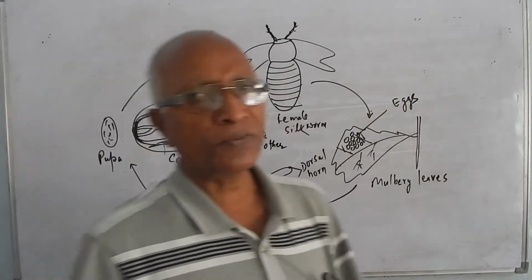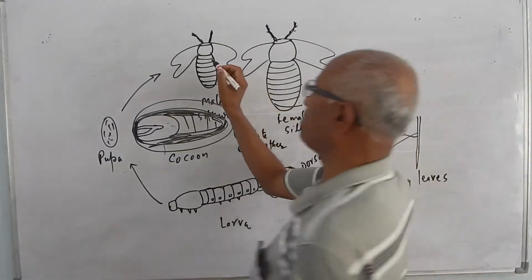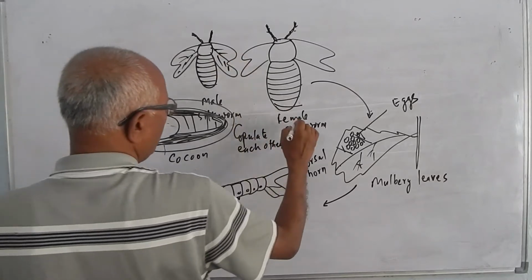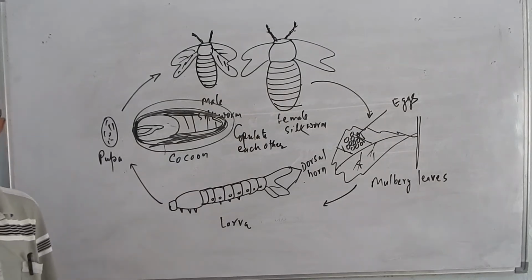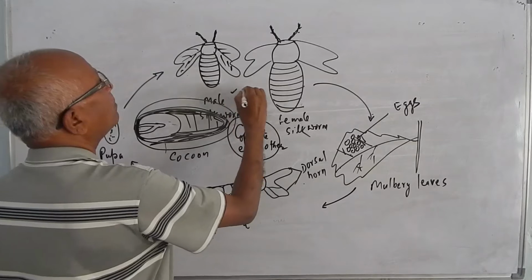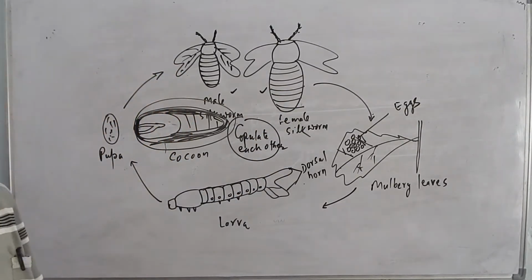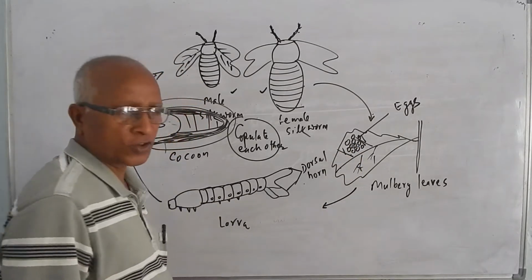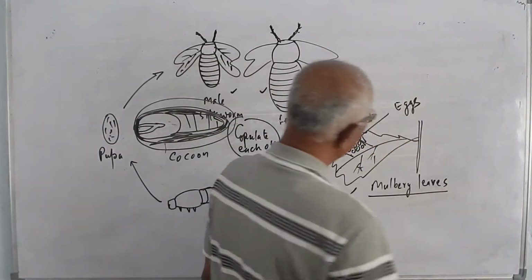So, in the life cycle, when I sketch the diagram of the life cycle, one figure is the male, another is the female. Usually the female is larger than the male because it collects the eggs in its abdomen. The male and female copulate. The male dies just after copulation, and the female produces the eggs on the mulberry leaves.